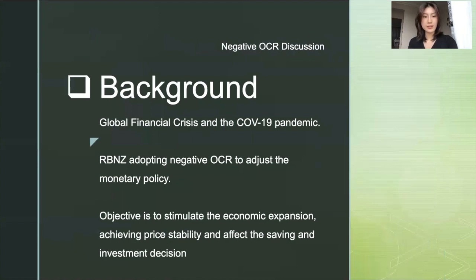Because of the global financial crisis and the COVID-19 pandemic, the New Zealand economy has been suffering a serious economic recession. The New Zealand Central Bank RBNZ uses the official interest rate to adjust monetary policy, and they target a negative OCR at the current stage and in the foreseeable future. They hope a negative OCR can influence the monetary supply to stimulate the economic expansion, achieving price stability and affect the saving and investment decision.